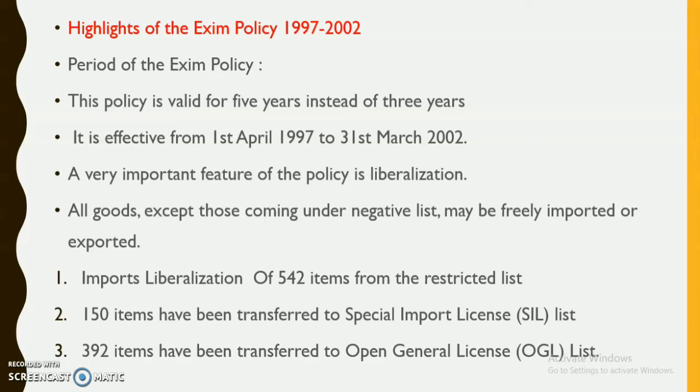Import liberalization was done, that is, out of 542 items from the restricted list, they are removed from the restricted list, and 150 items are transferred to the special import license list, and 392 items have been transferred to the open general license list.